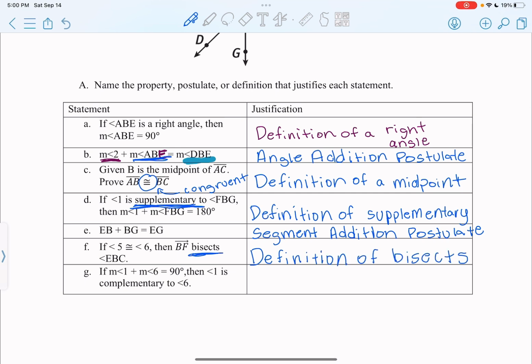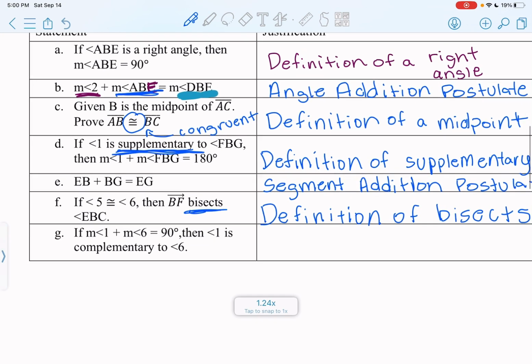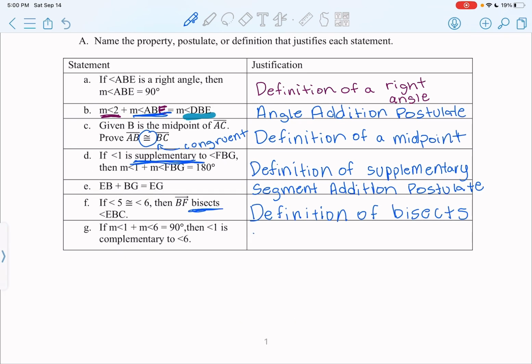And lastly, if the measure of angle 1 plus the measure of angle 6 is 90 degrees, then angle 1 is complementary to angle 6. We know that that's true because that's the definition of complementary. If 2 angles add up to 90 degrees, then they are known as complementary.